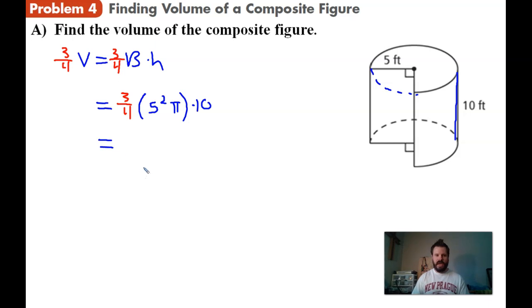And then I can just plug this all in one shot here. The part in blue will give me the volume of the whole thing. Multiplying by 3/4 will take that quarter out. So I can just go on the calculator, 3 divided by 4 times 5 squared times pi times 10. We'll just round this, won't leave it in terms of pi. And that's going to give me 589.0, I guess we could say, feet to the third.